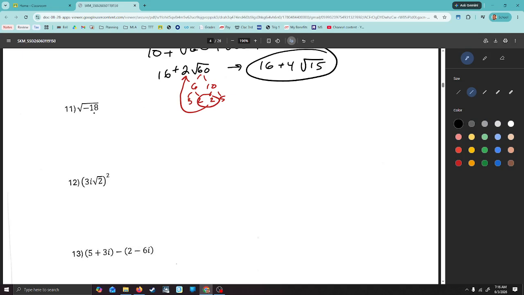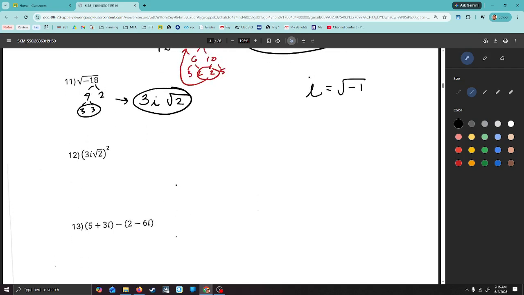All right, when you have negatives inside your square roots, you deal with it by using i. So I still break this down normally. So 18 is 9 and 2, 3 and 3. So when I rewrite this, it's going to be 3i root 2. Remember that i is the square root of negative 1. Because that's true, you also have to remember that i squared is negative 1. That's going to be relevant for the next question. So there's some relevant facts there.